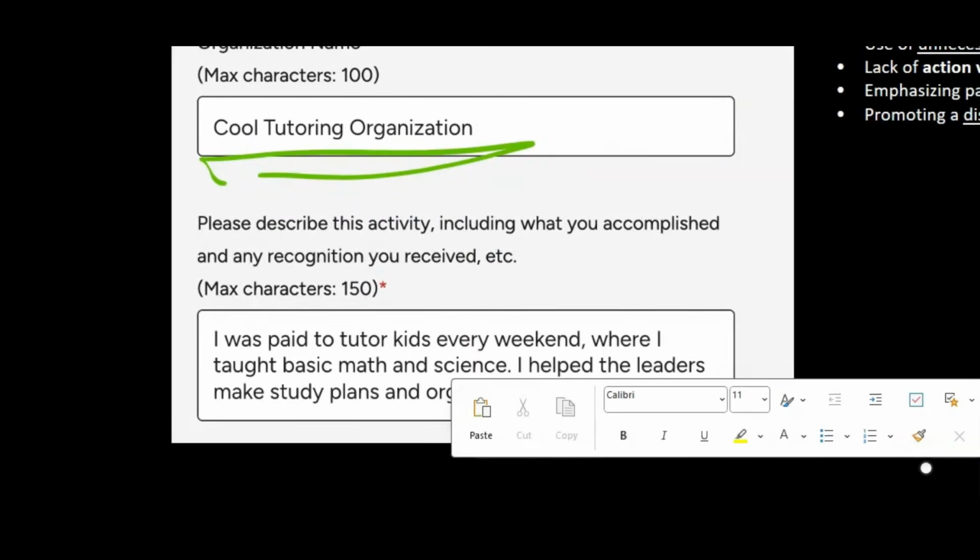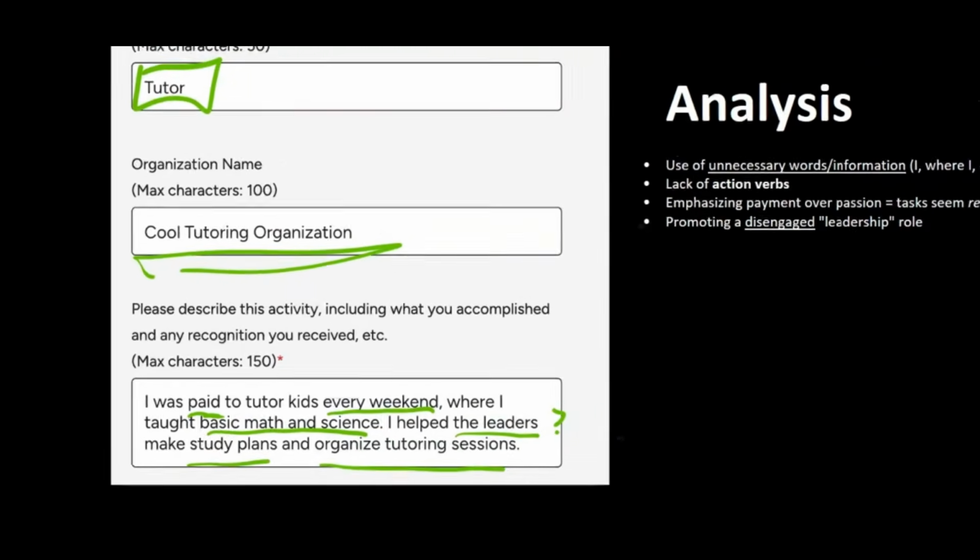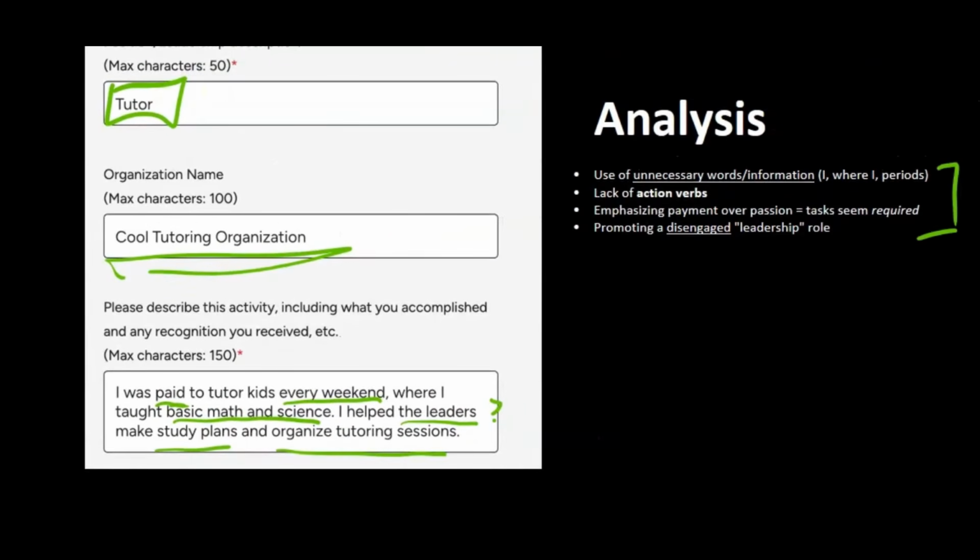Please don't write something like this because it is not very good. "I was paid to tutor kids every weekend where I taught basic math and science. I helped the leaders make study plans and organize tutoring sessions." So, a lot of problems, and I have a little analysis over here. First off is the use of unnecessary words and information. You can see words like "I" and "where I," as well as periods. There's a period at the bottom here.